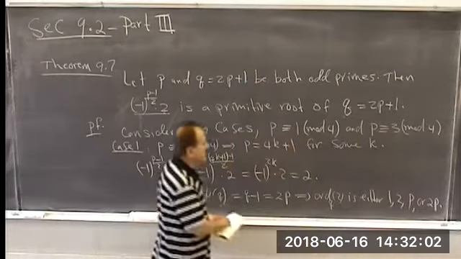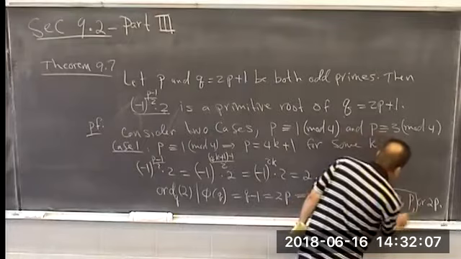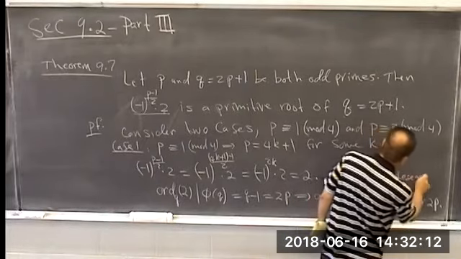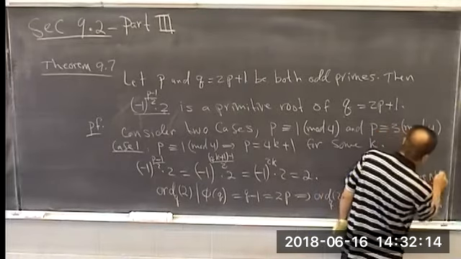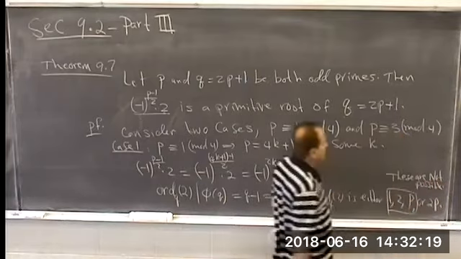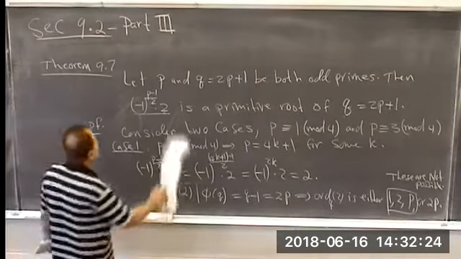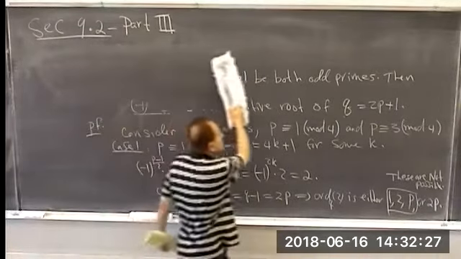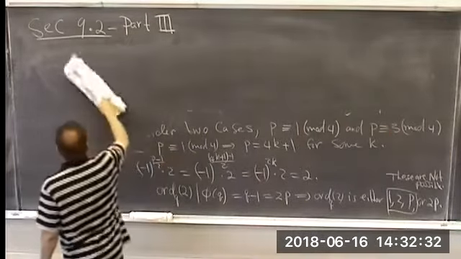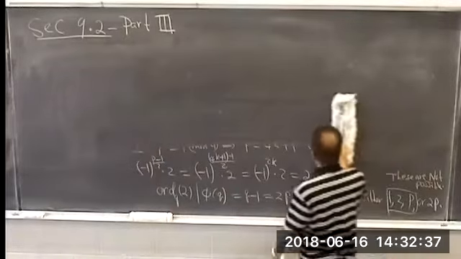I'm going to show that the first three possibilities are not possible. It is impossible for 2 to have these orders modulo q. We're going to do it case by case, and we're going to do the same kind of analysis in the second case, where p is of the form 4k plus 3.